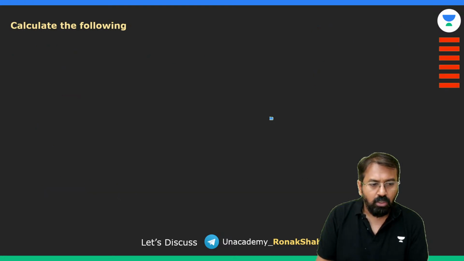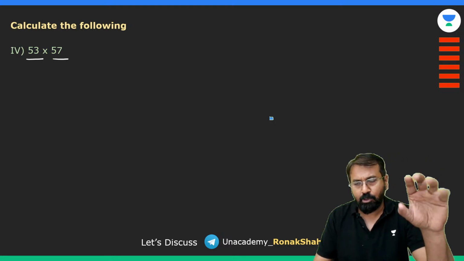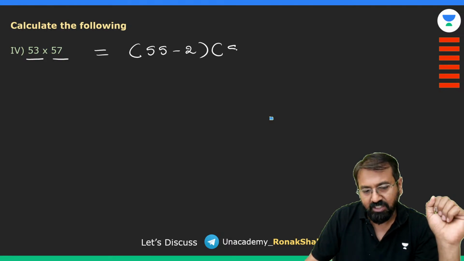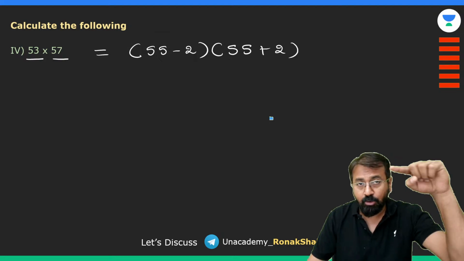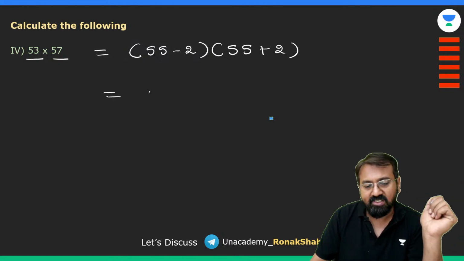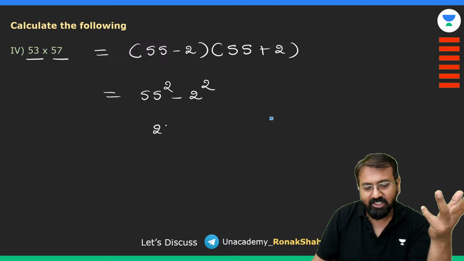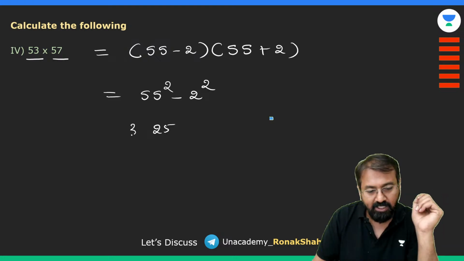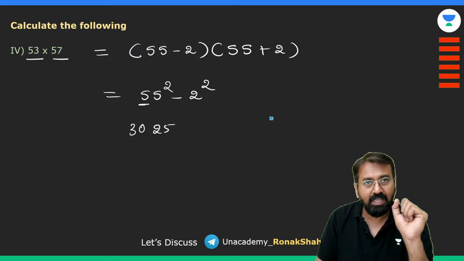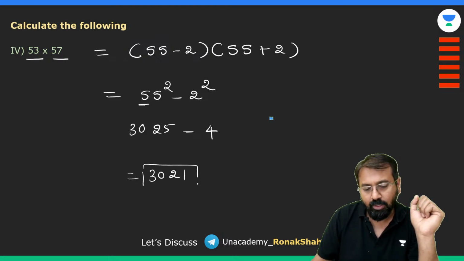Now guys, pay your attention. If you want to calculate 53 into 57, can we write this as 55 minus 2 into 55 plus 2? This has to happen in your mind. Whenever you come across such multiplication, you can immediately split it this way. Now this is nothing but 55 square minus 2 square. 55 square is 25 at the end and 25 plus 5 is 30, minus 2 square, which is 4. So it's going to be 3021. Did you all get this part, guys?